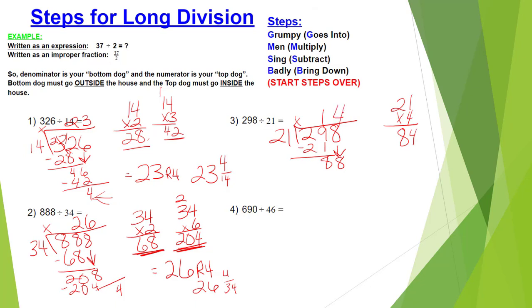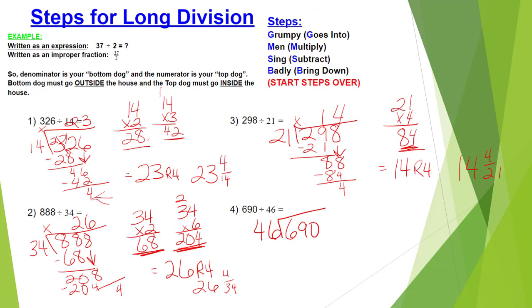Multiply. 4 times 21 was 84. Subtract. Okay, so our answer would be 14, remainder 4, or 14 and 4 over 21. Okay, number 4, 690 goes inside the house. 46 goes outside the house.